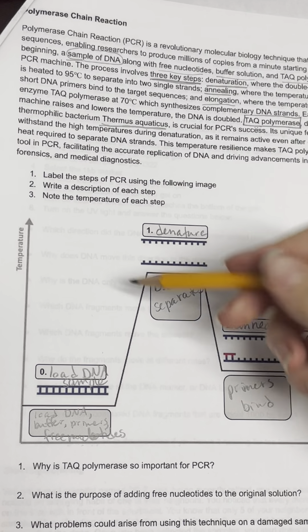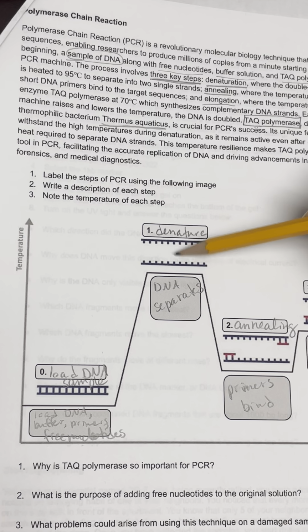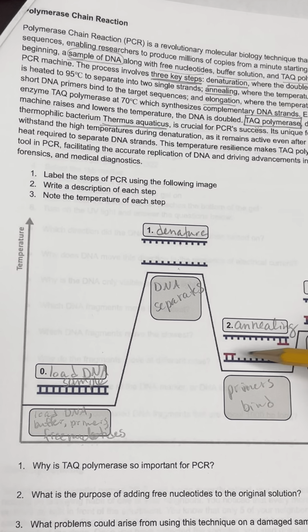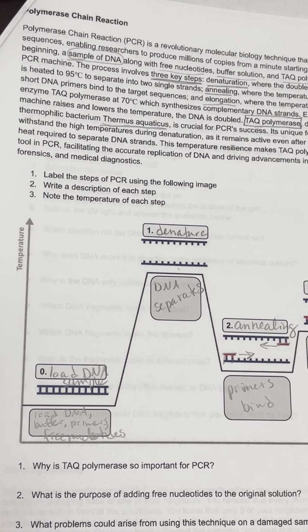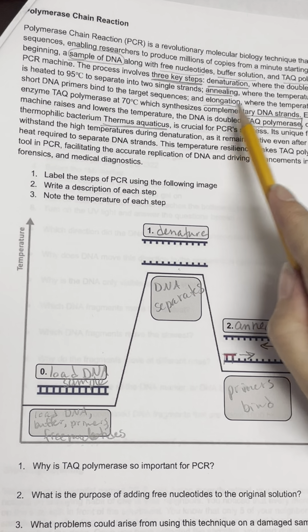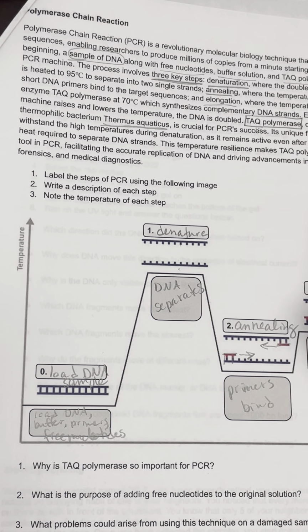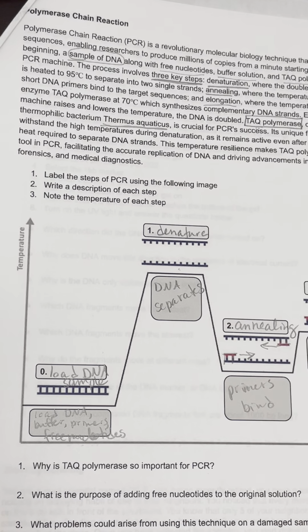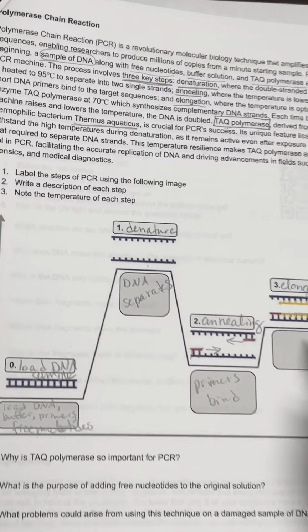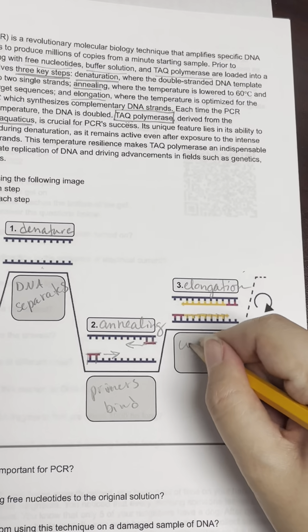And that means that I have, in step 1, separated my DNA sample into 2 separate strands, and in step 2, added a primer to both of those strands. This is going to give Taq polymerase a place to start working, and it'll work in that direction. Step number 3, elongation. If we read our description, elongation is where the temperature is optimized for Taq polymerase, and this synthesizes complementary DNA strands. So this is when we actually copy the DNA.